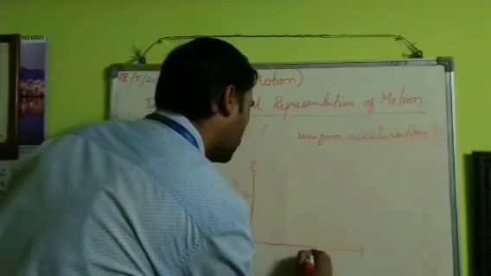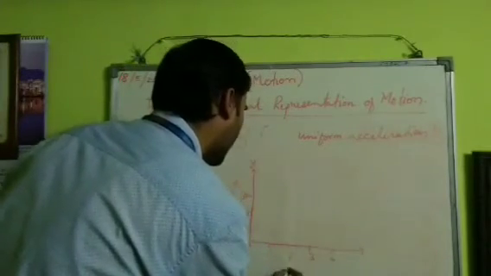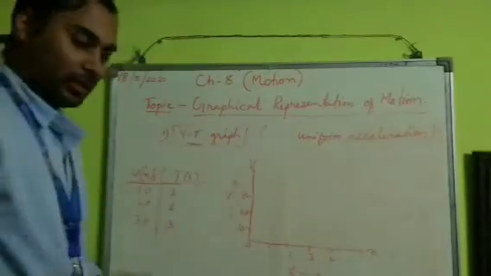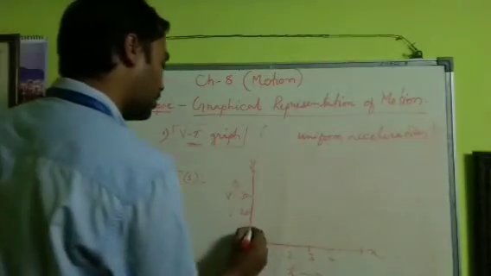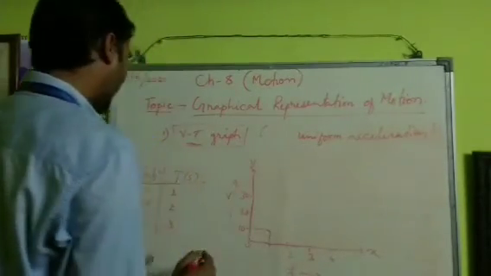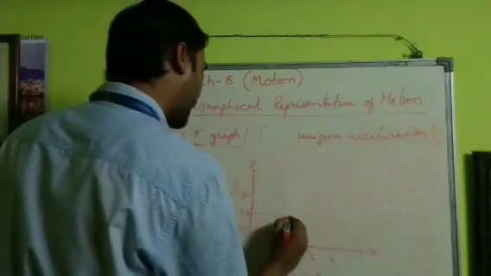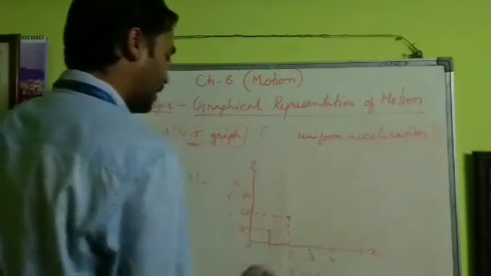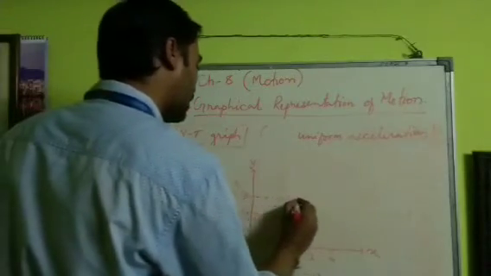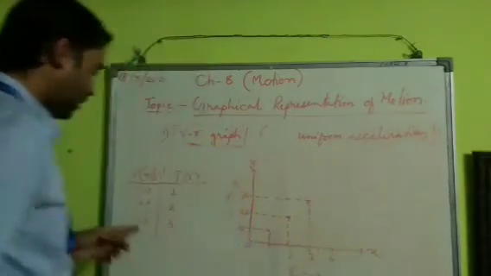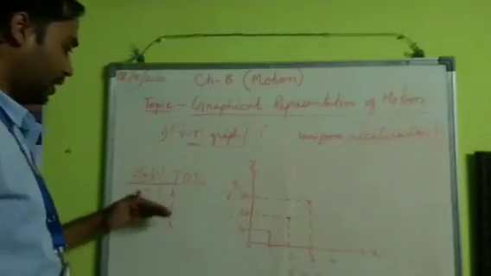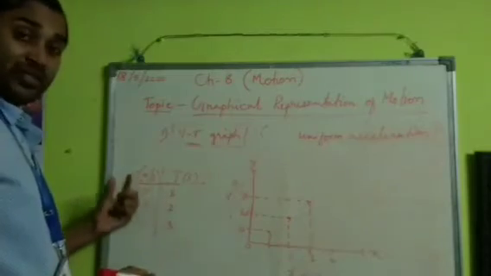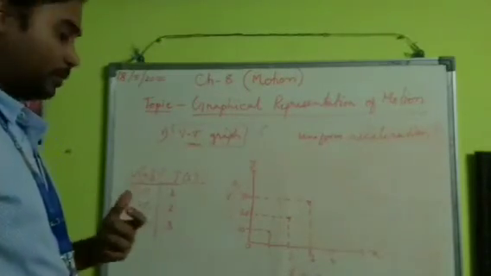1, 2, 3, 4. Here it is time along the x-axis. So at the end of the first second, what is the velocity? 10. So this is 10. At the end of 2 seconds the velocity is what? 20. At the end of 3 seconds the velocity is what? 30. So here we have seen one thing, that the change in velocity is constant. That means for every 1 second the change in velocity is what? 10 meter per second.